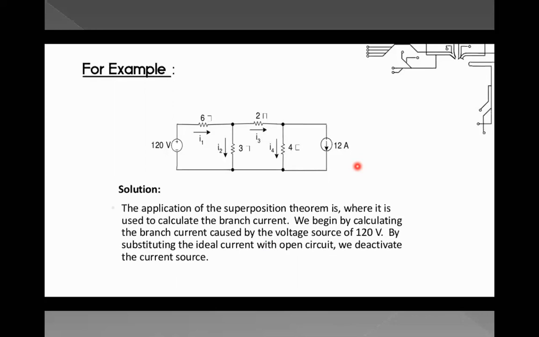By calculating the branch current caused by the voltage source of 120 volts. Let's begin from this side. By substituting the idle current source with an open circuit, we deactivate the current source. So if we label these 2 points as terminals A and B, we need to open this particular part. This is the condition we first studied for the superposition. By open circuit, we have to remove these 2 points and make them open.